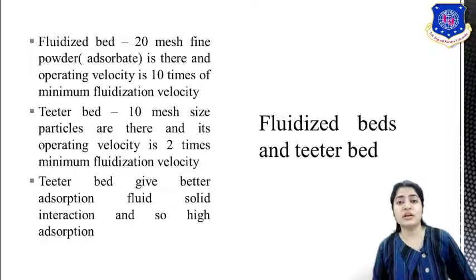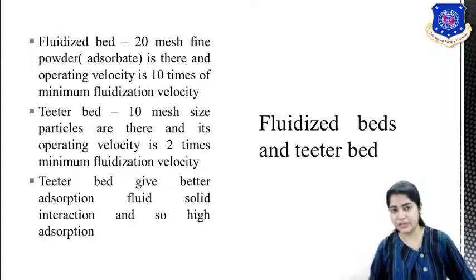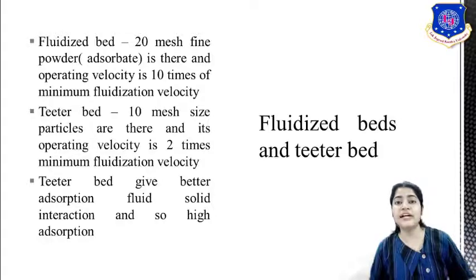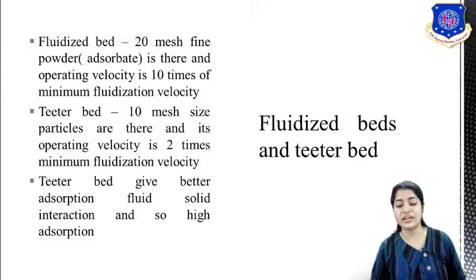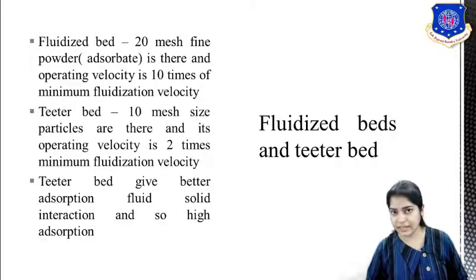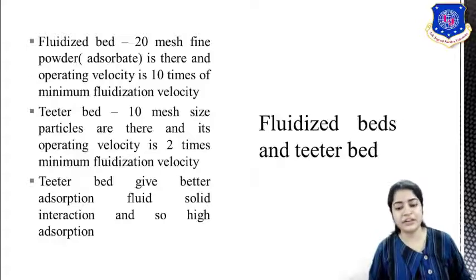So first of all, what is the difference between fluidized bed and teeter beds? In your fluidized bed, you are using adsorbent particles of 20 mesh size, and the operating velocity is about 10 times the minimum fluidization velocity. Whereas in your teeter bed, the adsorbent particle size is about 10 mesh size. So you can see that very coarse particles of adsorbent are used. It means very high interfacial area is available for adsorption to occur, and the operating velocity is 2 times the minimum fluidization velocity. Now teeter bed gives you better adsorption because fluid and solid interaction is more.